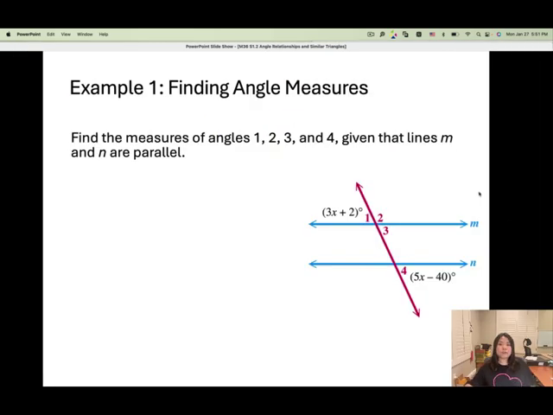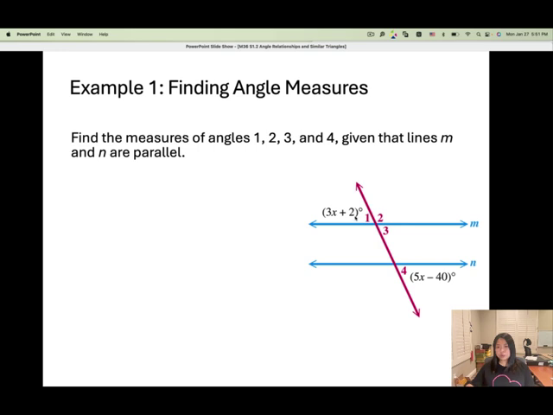Okay, example 1, finding angle measure. Find the measure of angles 1, 2, 3, and 4, given that lines M and N are parallel. So these two lines are parallel, and then we have a line Q intersecting the parallel lines. This is called the transversal. So we need to find angles 1, 2, 3, and 4.